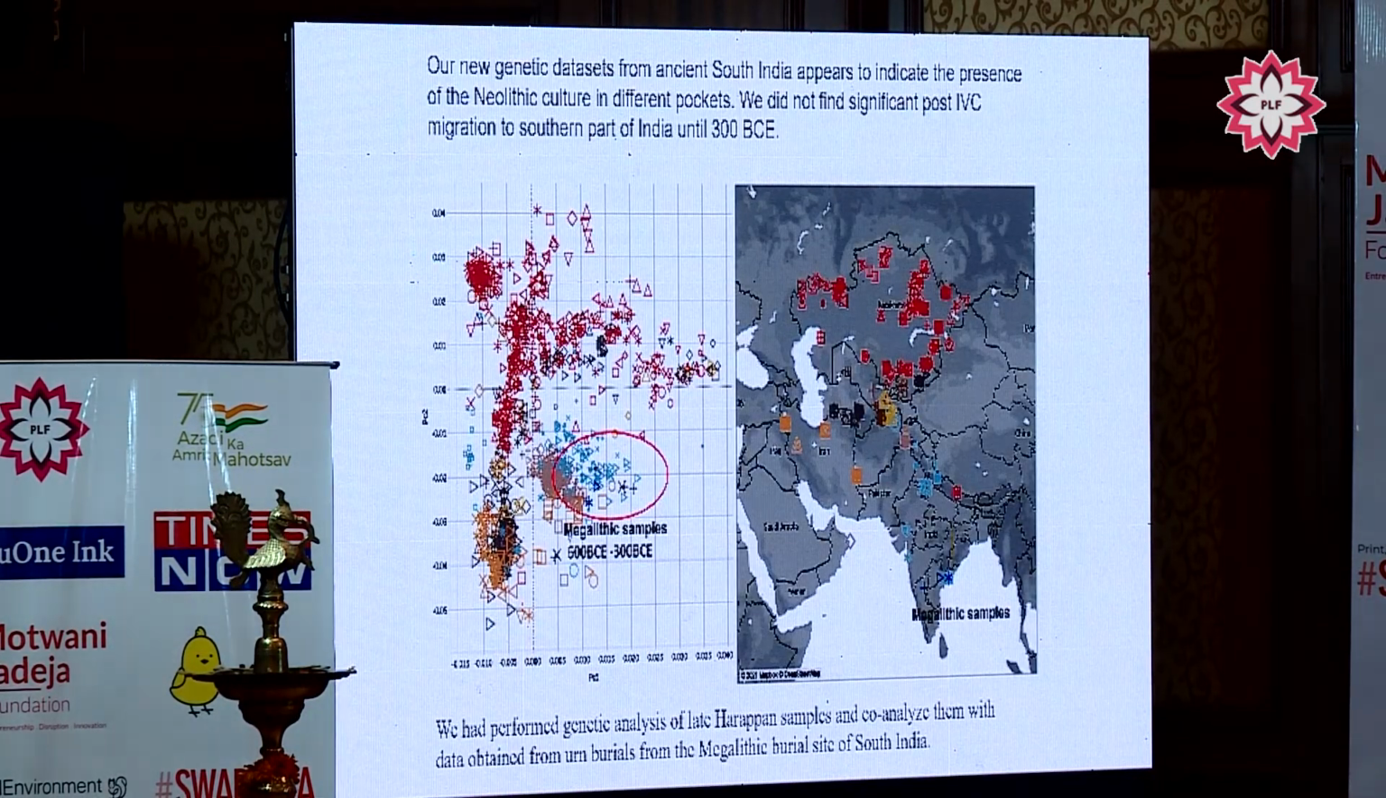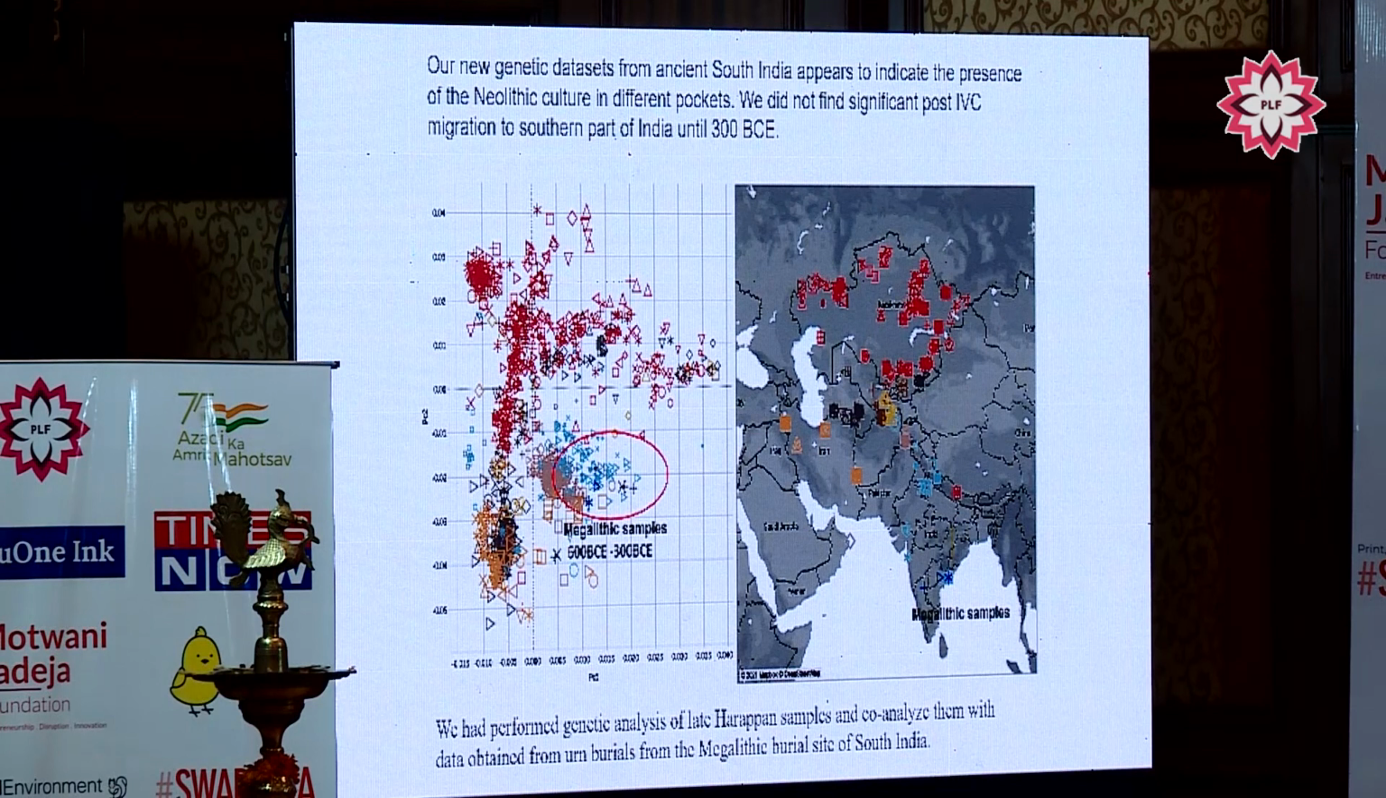The same we have also found around 200 to 300 BC in South India. The South Indian populations also were not having steppe ancestry until 300 BC. So when did this steppe ancestry arrive? This is the matter of question, and we are working on it.